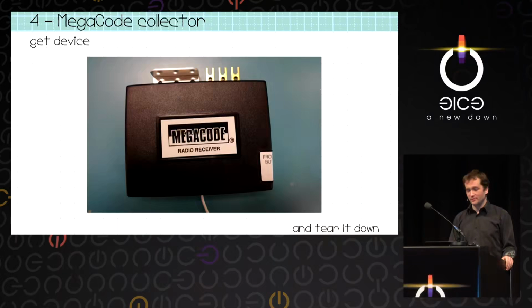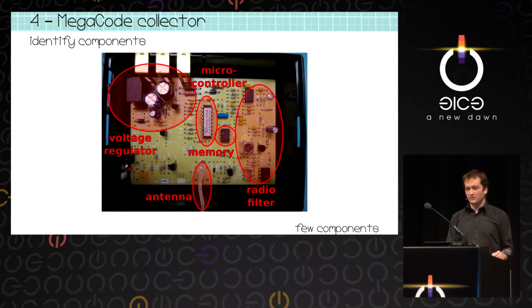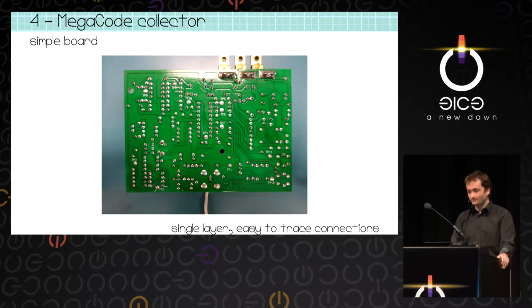So when there's a sender, there's a receiver. Just buy a receiver online, formerly the MegaCode. Look at the receiver, open it. You see again, not a lot of components. And we already learned how to identify them. You have the microcontroller, the antenna, the radio filter, the voltage regulator, then some memory where you can store codes. And generally, this is the memory which is used to read out which code is allowed or not.